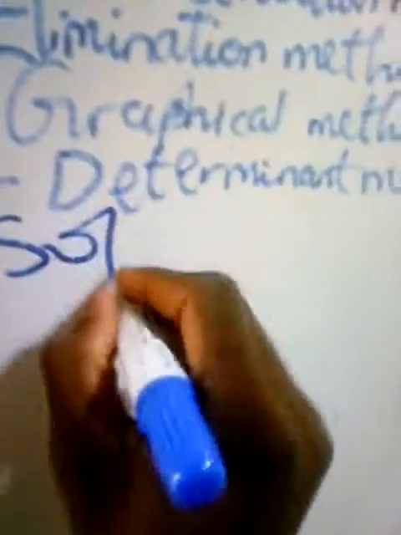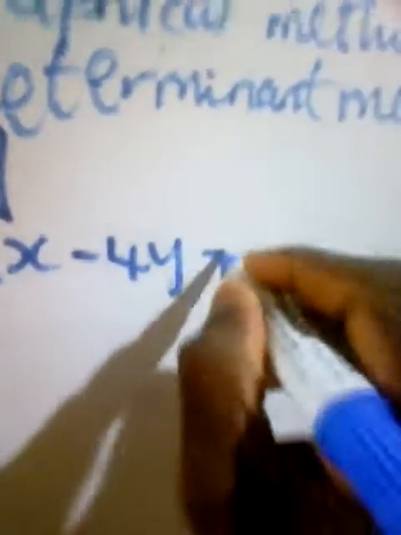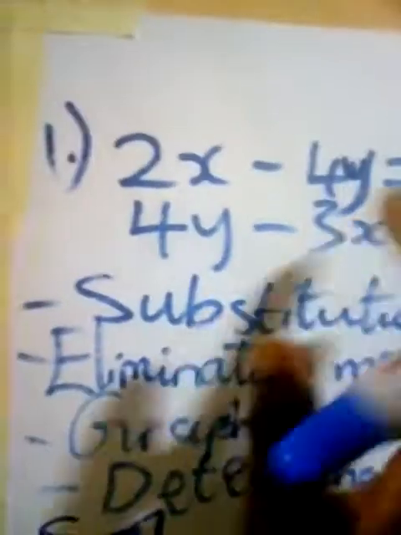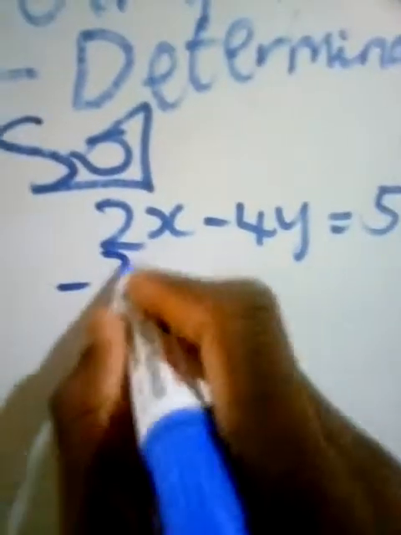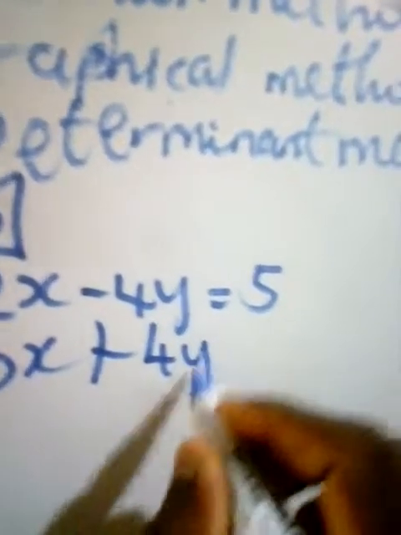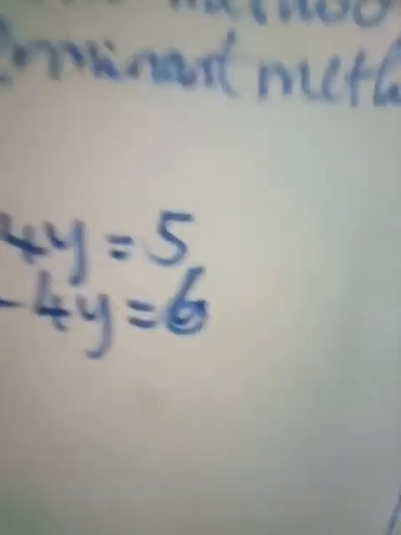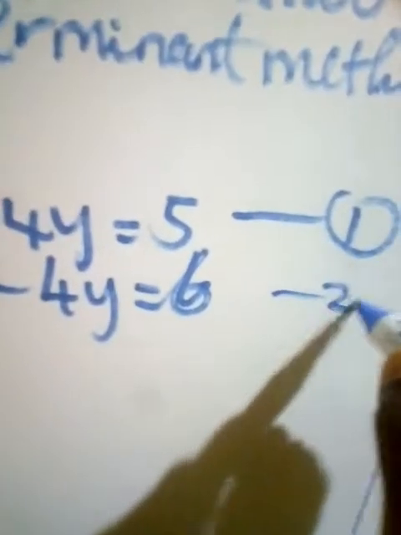So assuming I'm given this as my question 1. Now if you notice, this is 2x, this is 4y, this is 4y, this is 3x. So that means I have to rearrange the system. My first equation is 2x minus 4y is equal to 5. That's what I was given. If I'm rearranging this, I only need to move my x to this point. That gives me minus 3x plus 4y is equal to 6. This is my equation 1. This is my equation 2.